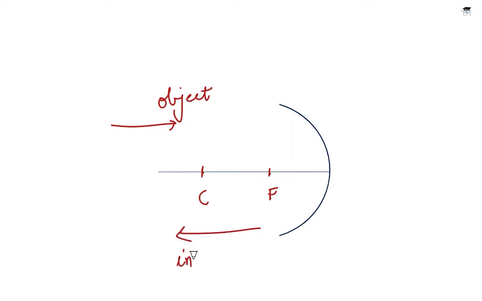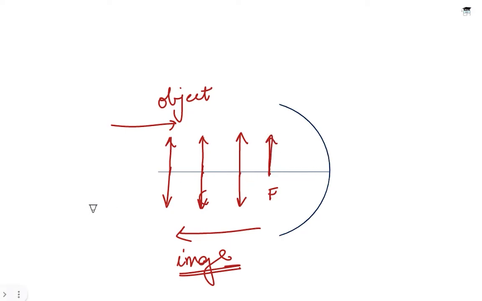If I have to do a quick diagram here, as the object is moving in this direction, the image is moving in the opposite direction. When the object was beyond C, the image was between C and F. When the object was at C, the image was at C. When the object was between C and F, the image was beyond C. When the object was at focus, the image was at infinity, and when the object was between F and P, the image was behind the mirror.